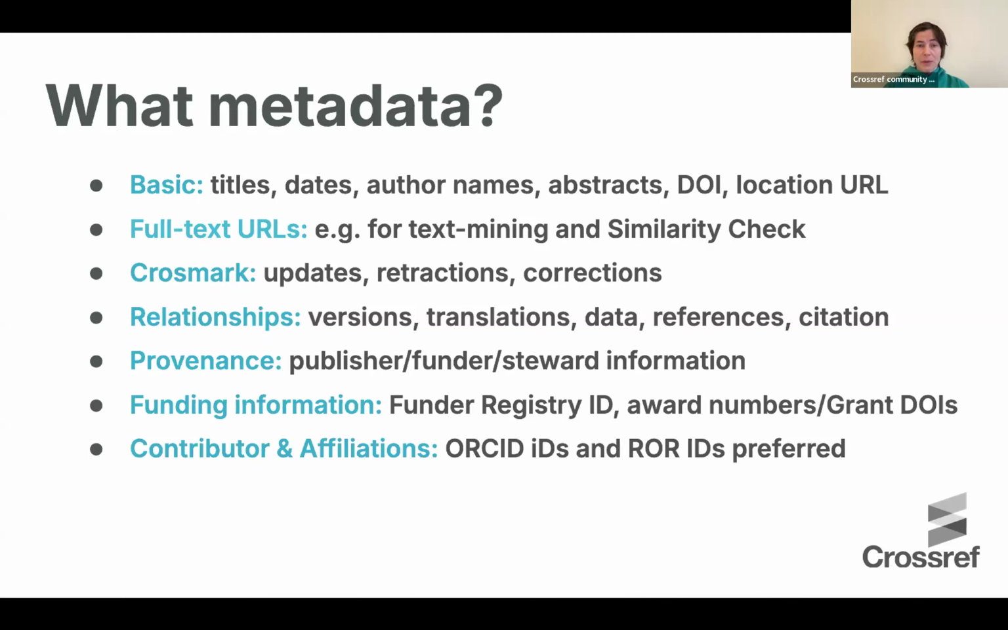Then we go to things like full text URLs for text mining or Similarity Check if you're using that service. This is obviously particularly important for Similarity Check for those who are using the service, but text mining is most important for those of you who do not, by default, have open access HTML available on the web. So if you want more discoverability for automated tools, then text mining links are one way of achieving that. Crossmark, if you're using that service, where you can provide updates about retractions and corrections.